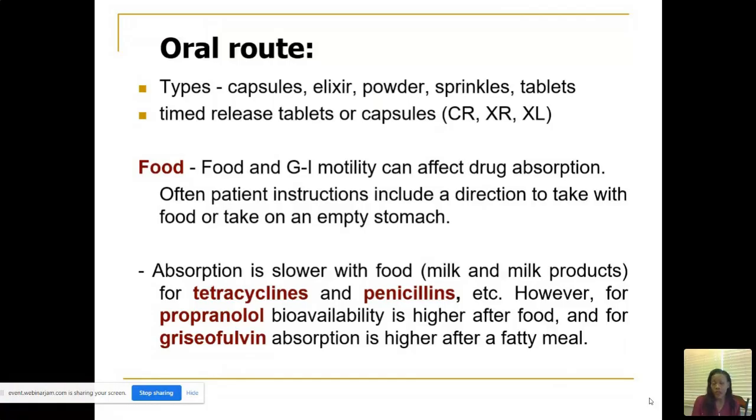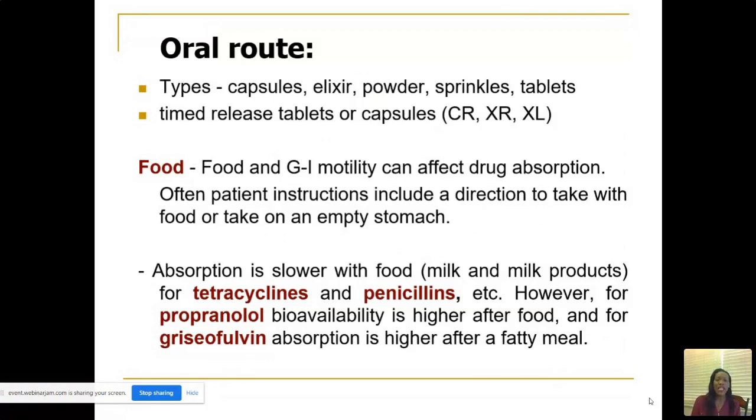Now, if there's food, it absorbs slower, okay? Because again, same analogy, the food that's in there causes a slower motility, okay? Absorption is slower with food, milk products, or some medications like tetracycline, especially your antibiotics, yeah, for sure. So pay attention to how drugs come.